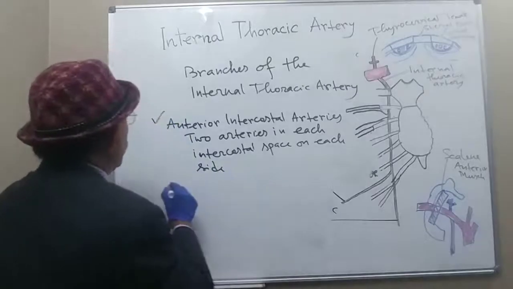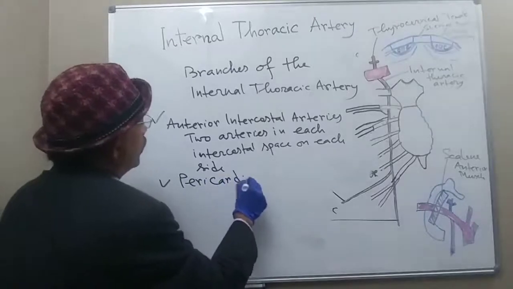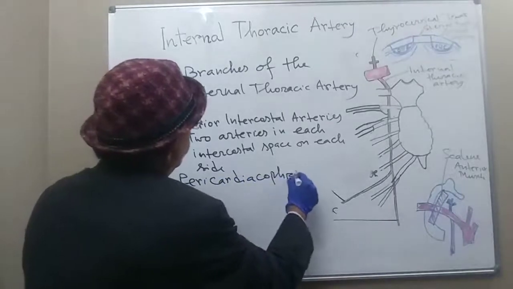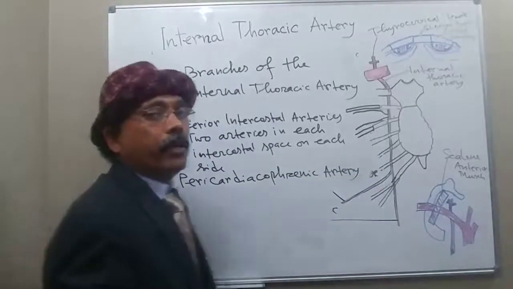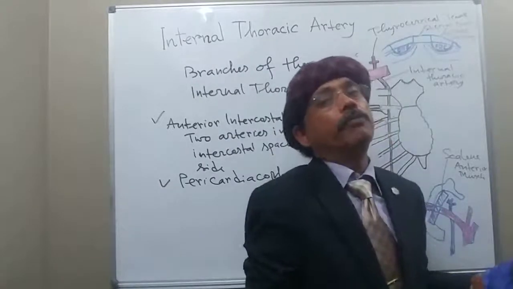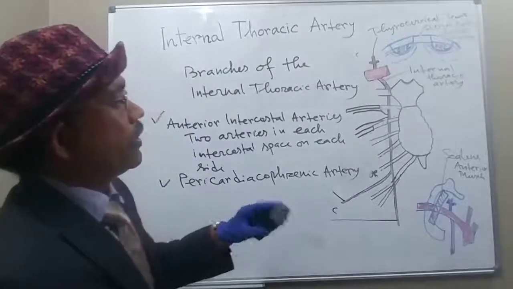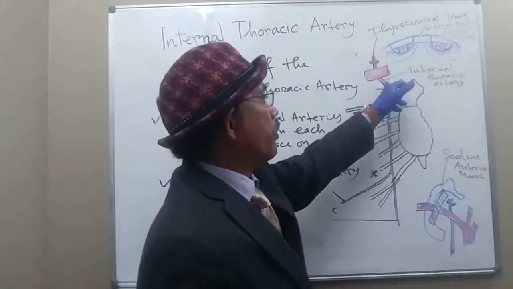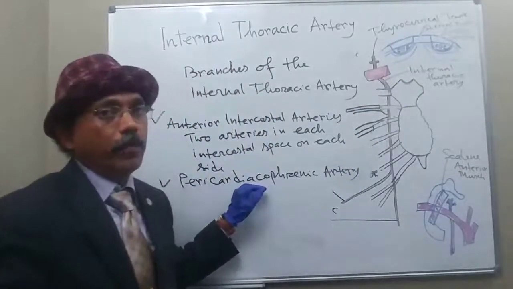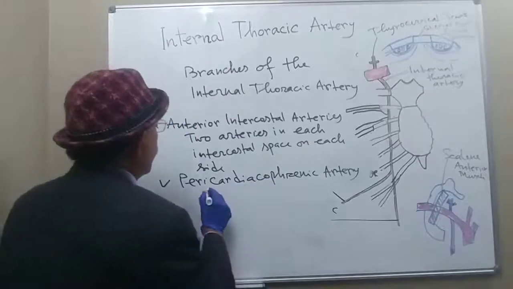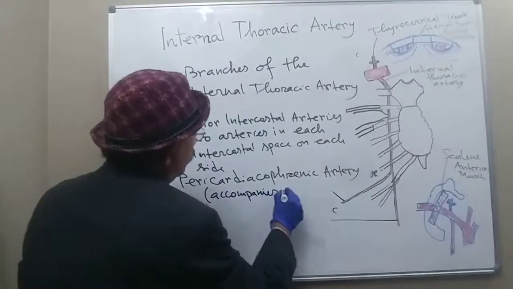Then one most important artery is the pericardiacophrenic artery. Okay, this is an important artery. Pericardiacophrenic artery, some books say pericardiophrenic artery. That is also acceptable. Okay, pericardiacophrenic artery starts at the upper part of the internal thoracic artery. It passes over the pericardium along with the phrenic nerve. You must remember that it accompanies the phrenic nerve.